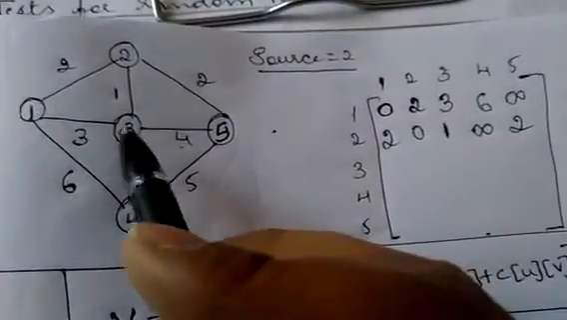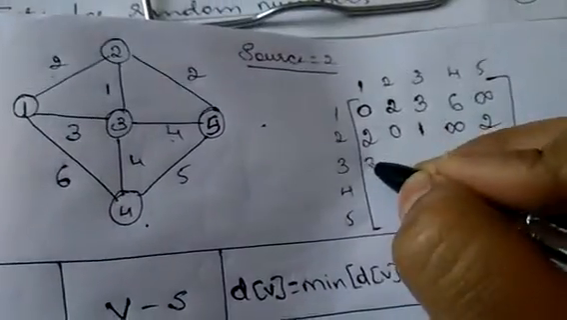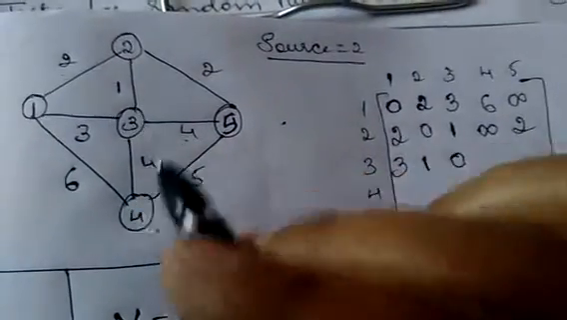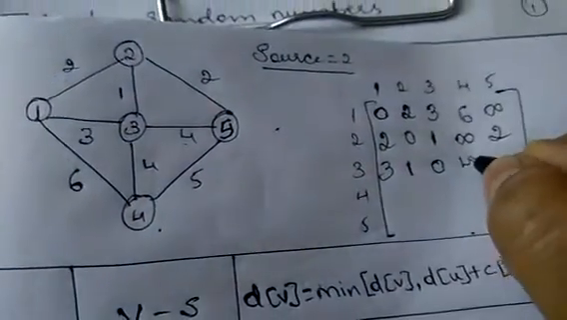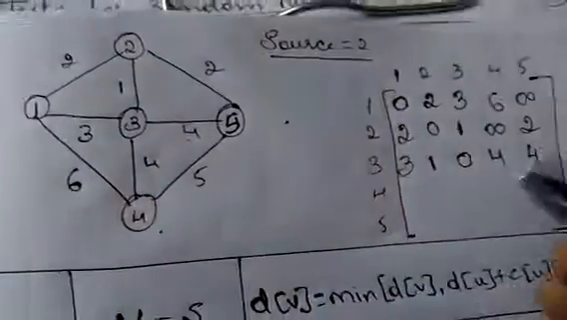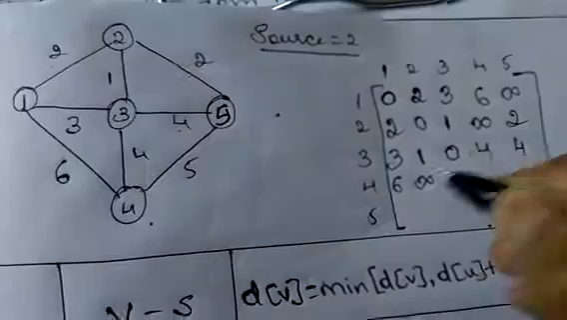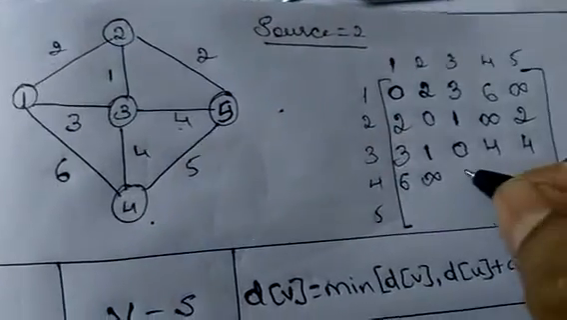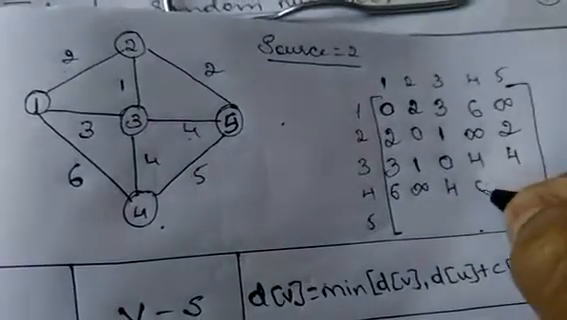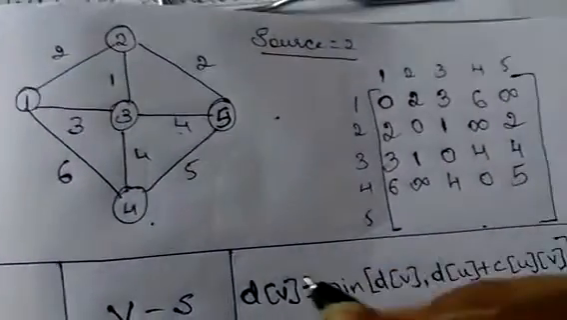Next from 3. 3 to 1, there is a direct path, it is 3. 3 to 2, it is 1. 3 to 3, it is 0. 3 to 4, it is 4. Again 3 to 5 direct path, it is 4. Next 4. 4 to 1, it is 6. 4 to 2, no direct path, infinity. 4 to 3, it is 4. 4 to 4, it is 0. 4 to 5, it is 5.